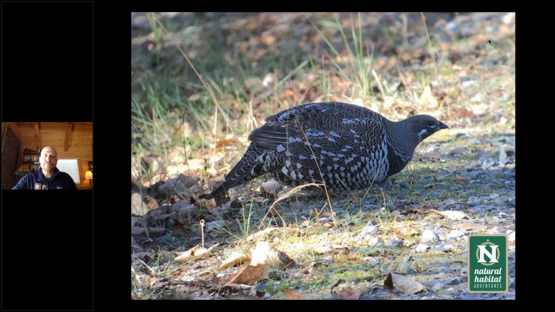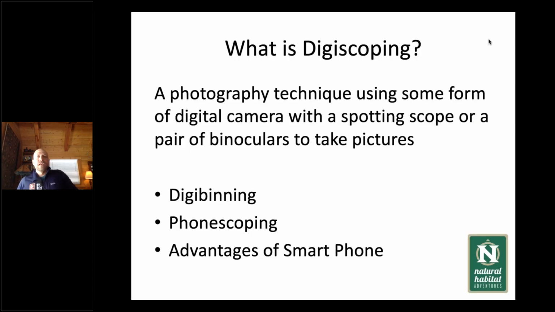So what is digiscoping? Well, plainly, digiscoping is simply a photography technique using some sort of digital camera with a spotting scope or a pair of binoculars to take a picture. Digiscoping has been around for 10, maybe 15 years now, and just a brief history. It started with people using their point and shoot cameras and using a spotting scope and taking photos through their point and shoot cameras. It was used a lot by birders. Birders, of course, are very interested in getting a close-up view of their subject.